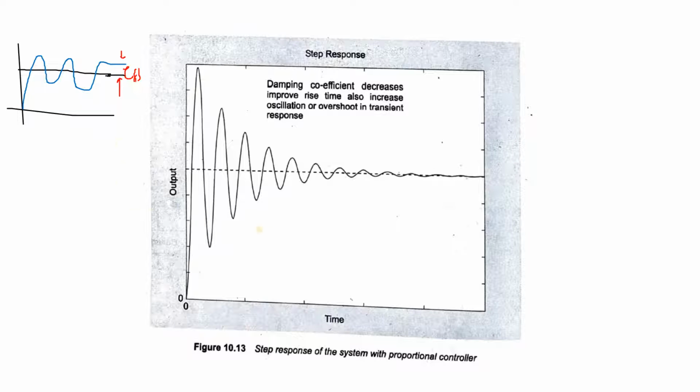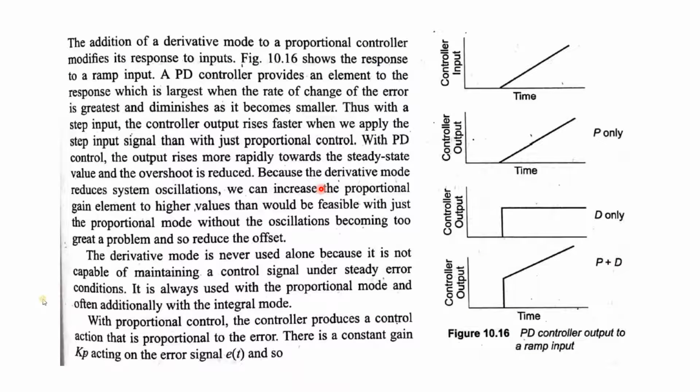Okay, this is the steady state error. Now with the help of the proportional controller, we have minimized that particular error, but the error is not totally zero, and the overshoot has increased. There is no problem. So what we have done, we have introduced the proportional plus derivative controller.